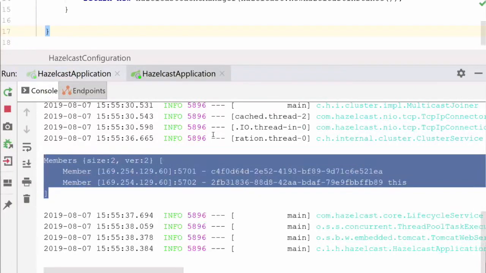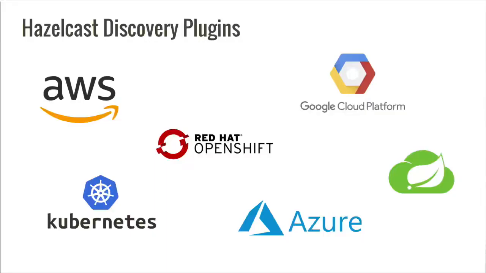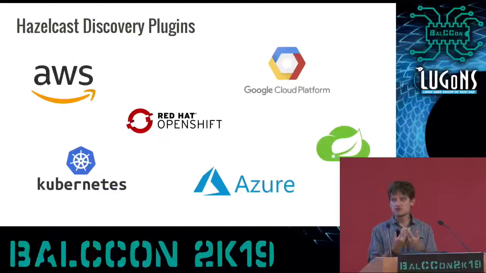Now you may ask, how is it possible that they automatically discover each other? I run it on my laptop, so when you run it locally, it will use multicast to find other members and form one cluster. However, we provide different discovery plugins for different environments. So if you happen to use Kubernetes, then you use just the Kubernetes plugin, and it will internally use the Kubernetes API to find other cache members.